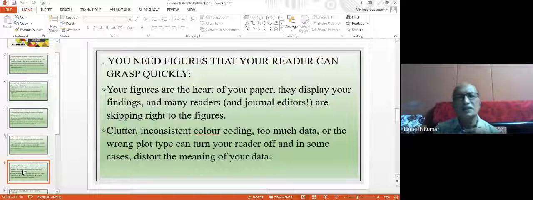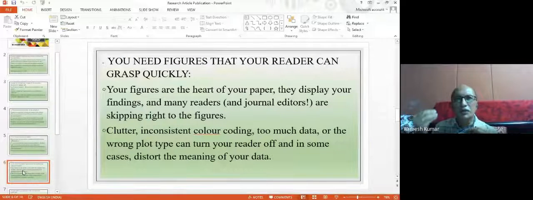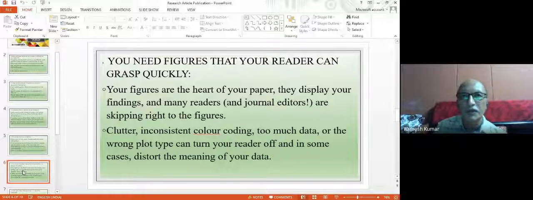Then another thing is cluttering, in the sense that you represent it in a zigzag way. Inconsistent color coding, too much data, or the wrong plot type can turn your reader off, and he will not continue. As I said earlier, when the editor of the journal is going through your research article, he should be able to understand what you want to tell. It should be simple. If he is to be interested in reading further, that is what your paper has to achieve.